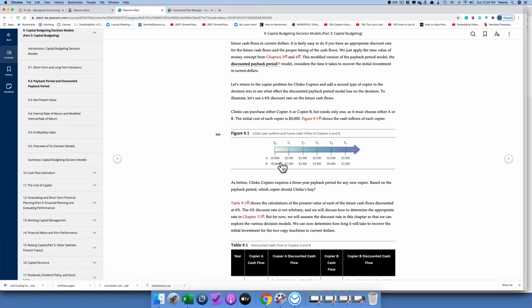Copier B takes a little longer than that, right? It takes somewhere, 2.5 years or so. Okay, so strictly from the question of the amount of time that it takes to pay back your initial investment, copier A looks like a better investment. But we can see even just from eyeballing this that over this 5-year life, right, these cash flows add up to a lot more money.